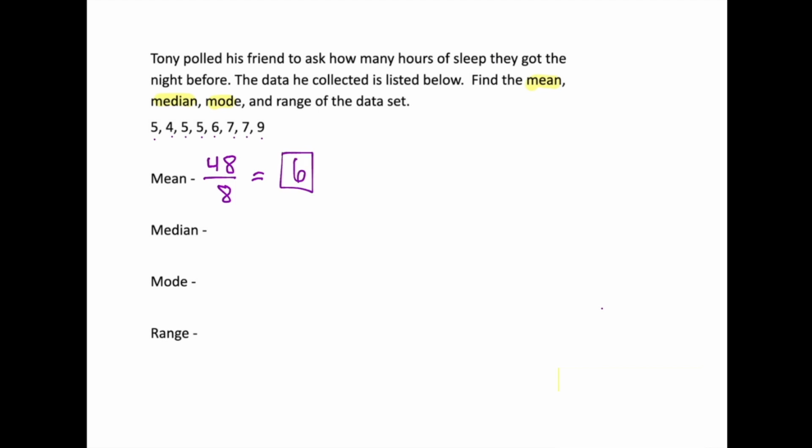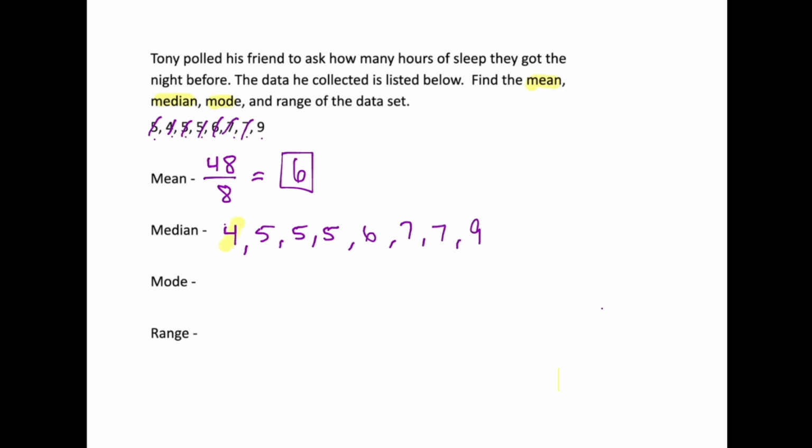Next, we're going to find the median. The first step in finding the median is to put the numbers in order from smallest to largest. When I do this, I like to cross numbers off so I know I don't forget one. First, we have a 4. Then we have 3 5s. We have a 6, 2 7s, and a 9.